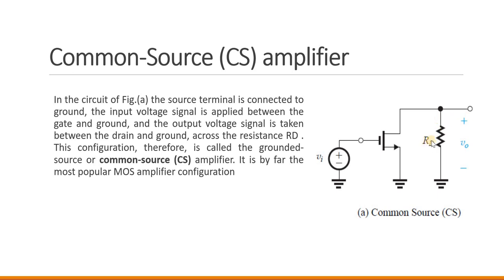Across the drain, the drain resistance RD is connected, so across RD we are going to get the output voltage. In this circuit, the source terminal is connected to the ground. The input voltage signal Vi is applied between the ground and the gate, and the output voltage signal is taken between the drain and the ground, or drain and source, across the resistance RD. This configuration is therefore called grounded source or common source amplifier. It is by far the most popular MOS amplifier configuration, similar to common emitter.